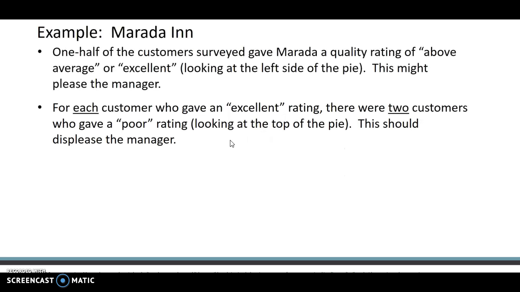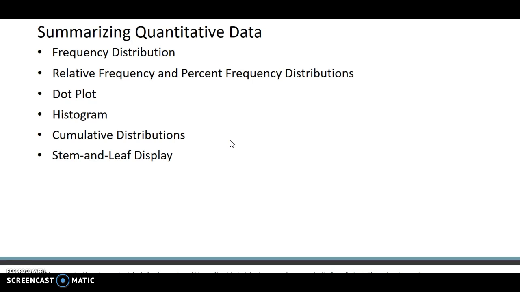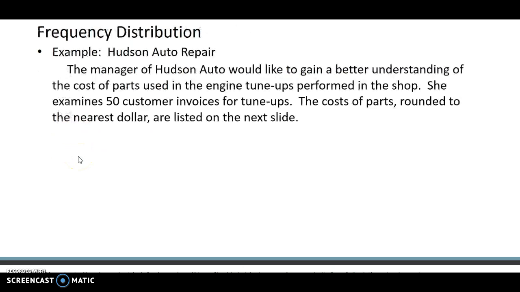He might not. Okay. When we summarize quantitative data, remember this is quantitative. It's indicated by a number. This could be, say, the prices of parts, again at Hudson Auto. We'll use frequency distribution, relative frequency and percent frequency distributions, dot plots, histograms, cumulative distributions, and stem and leaf displays.